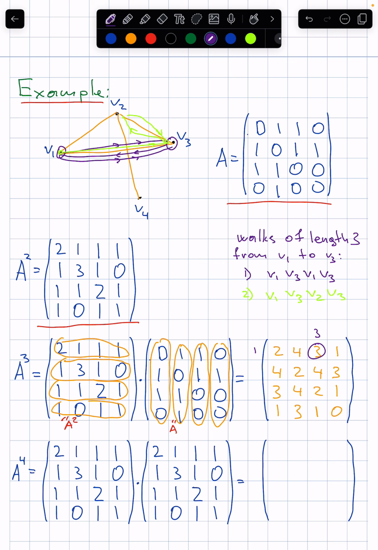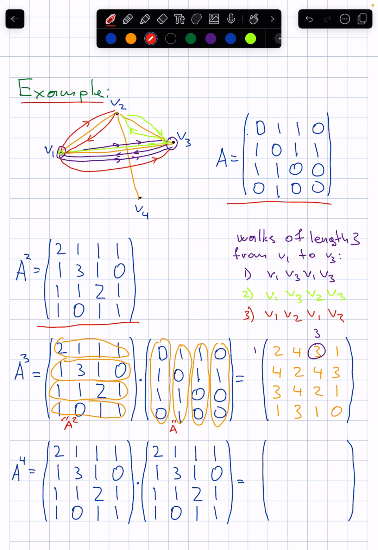And finally, we can also do, okay, which color? Blue, red. Okay, so finally we can go to V2, come back, and then go to V3. So that is V1, V2, V1, V3.